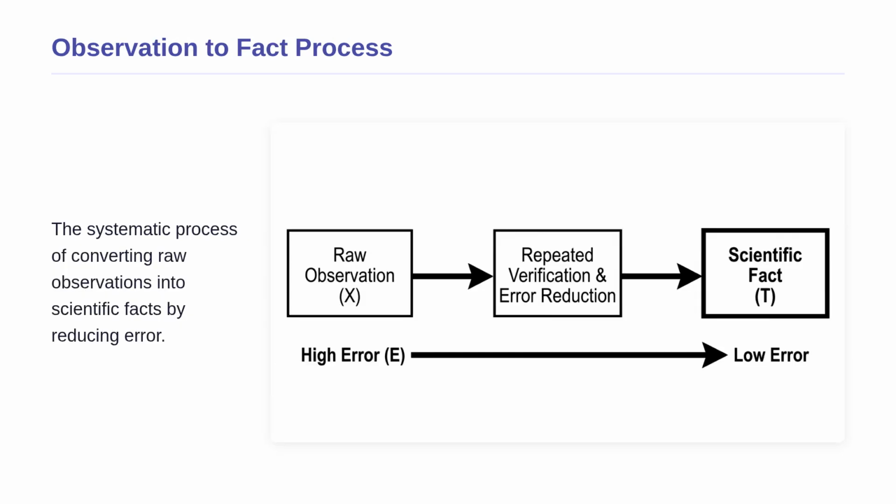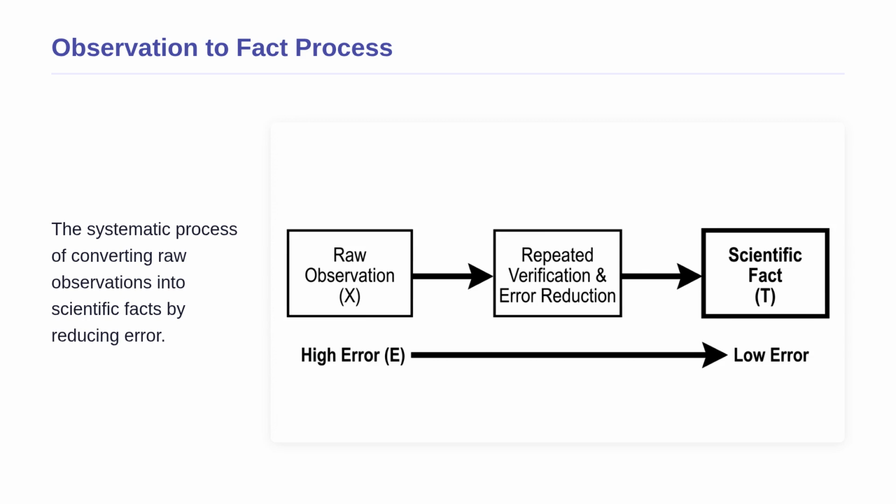This brings us to a visual summary of everything we have discussed and proven. Look at the diagram on your screen. On the left, we start with the raw observation, labeled X. This is our starting point, filled with uncertainty. The arrow guides us through the critical middle step, repeated verification and error reduction. This is where the rigorous work of research methodology happens. Finally, we arrive at the scientific fact, labeled T on the right.